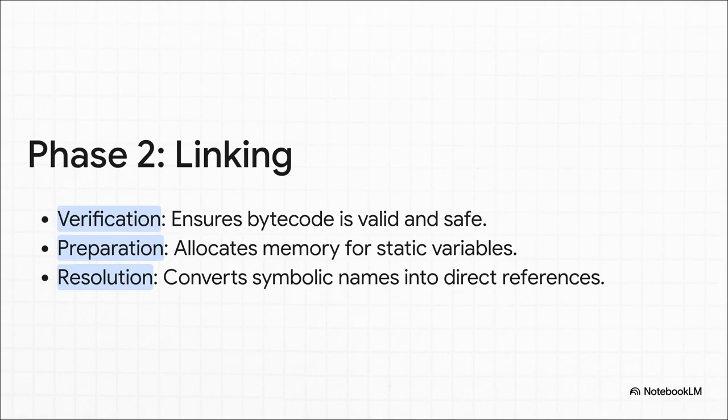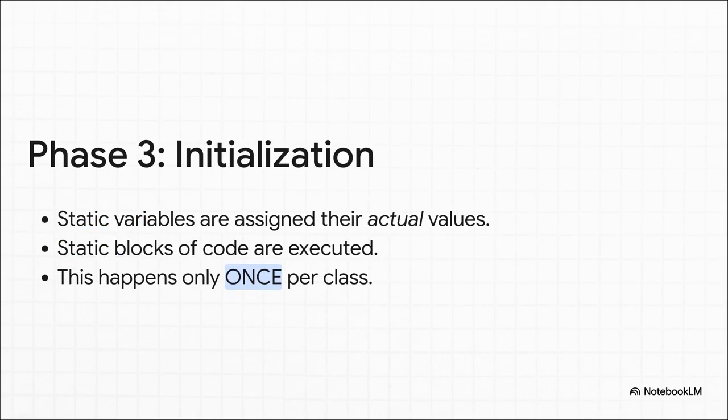And finally, there's resolution. This is where the JVM connects all the dots. It finds all the symbolic names in your code, like class names or method names, and swaps them out with the actual direct memory addresses. After all that checking and setting up, the class is almost ready. It just needs to be powered on.